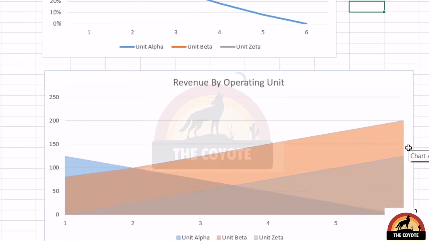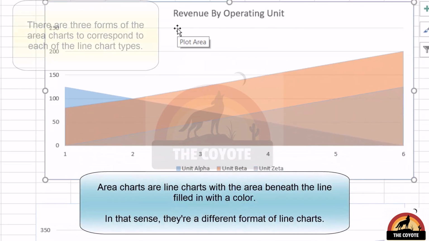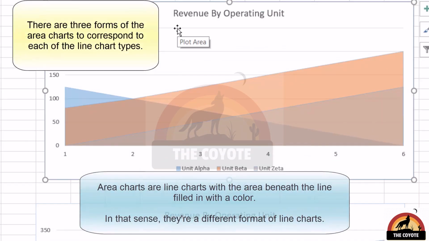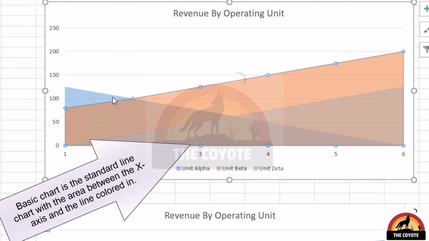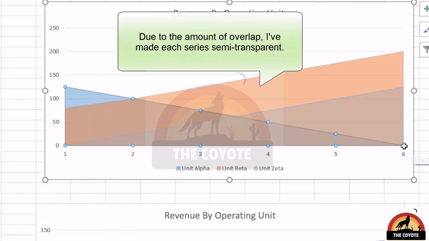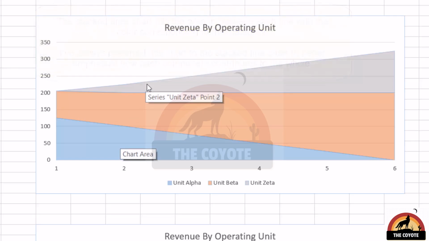Line charts can also be converted into area charts quite easily, and there are area charts representing each type of line chart. The basic area chart simply draws the line chart and then fills the area in between the x-axis and the plotted line. For our dataset, that chart isn't usable without making most of the series semi-transparent, which I've done here. The stacked area chart is very similar to the stacked column chart, except on a continuous type of scale. Each additional series gets added to the top of the previous line to see how the total is made up of the individual components.